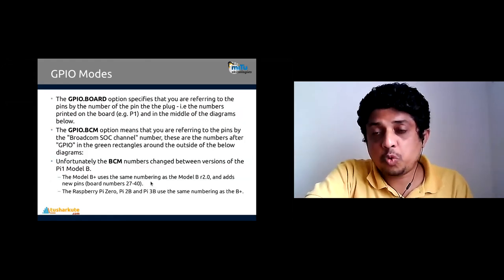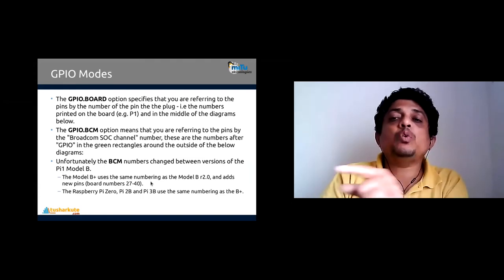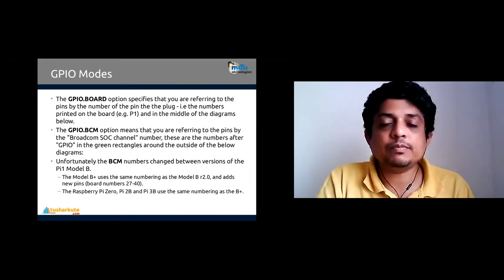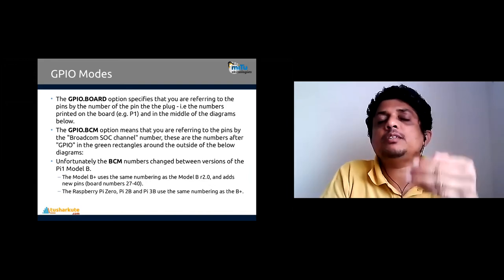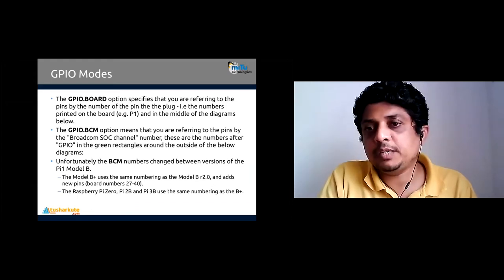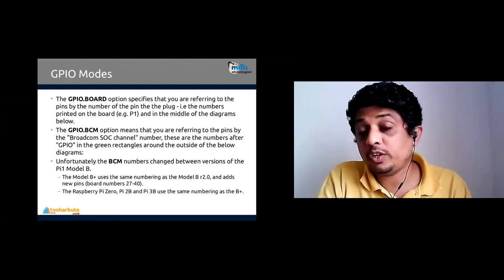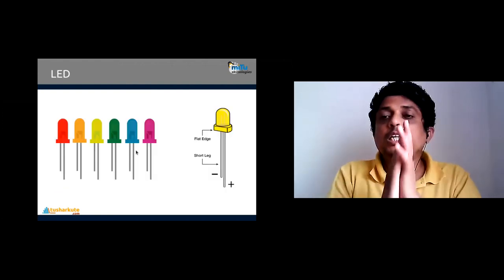So when I'm using board mode, I have to use the physical, actual pin numbers. And in BCM mode, you have to use the GPIO pin numbers. Fine, this is what the difference is. In general, developers use the BCM pin numbers, the Broadcom SoC channel pin numbers, which are not in sequence, actually. GPIO pin numbers are used. I'll show you. Now, let's start with the first code.